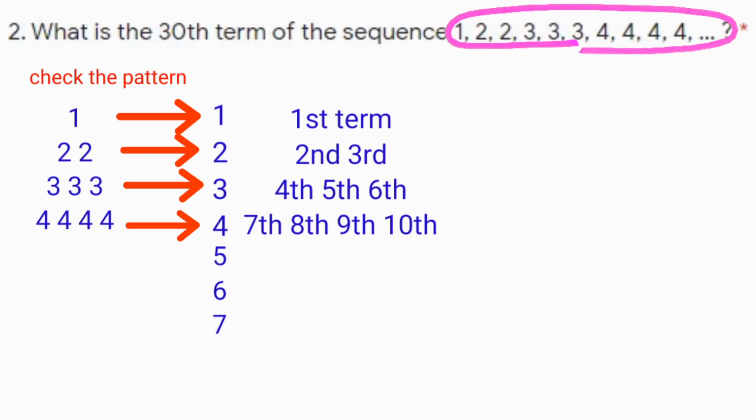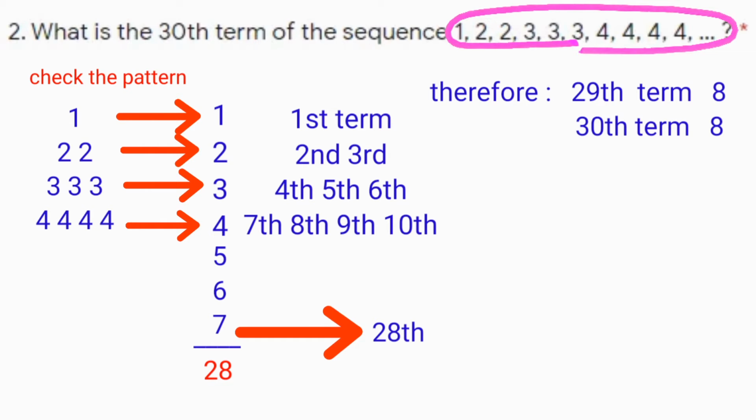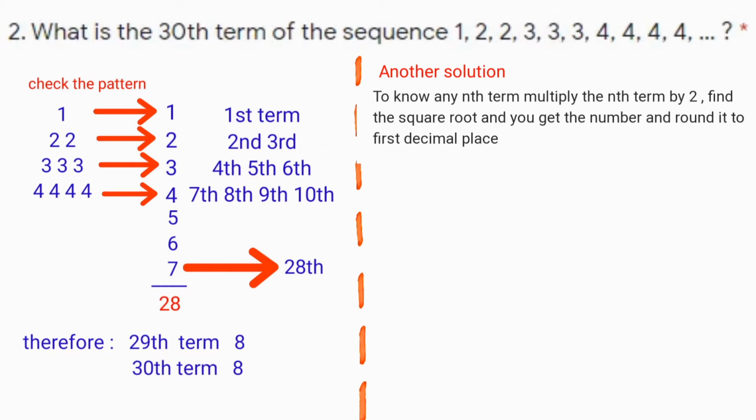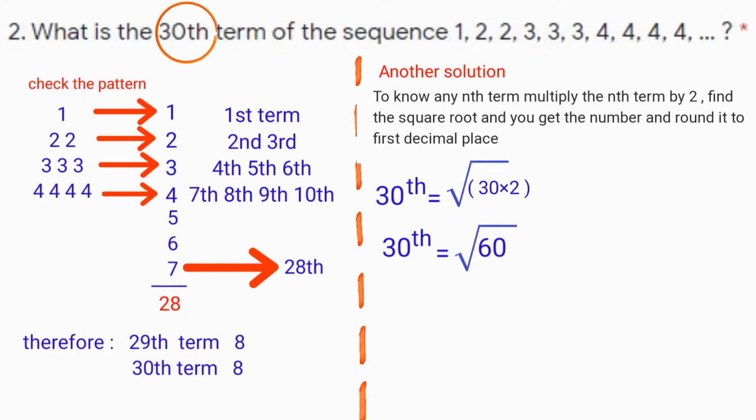If you add the digits from 1 to 7, you'll get 28. So the 28th term is 7. Therefore, the 29th term is 8, and the 30th term is 8. Another solution to know any nth term: multiply the nth term by 2, find the square root, and round it to the first decimal place. The 30th term is equal to square root of 30 times 2, which is equal to square root of 60. So the 30th term is equal to 7.75, or 8.